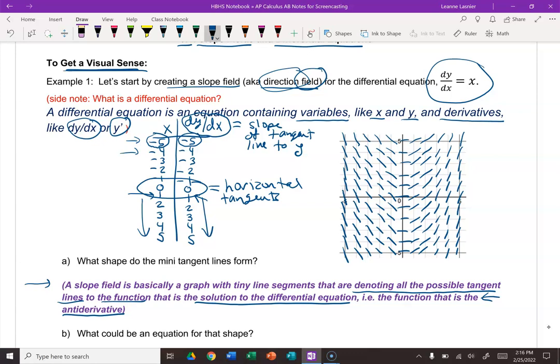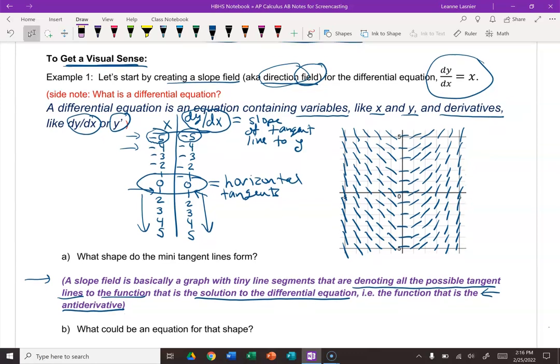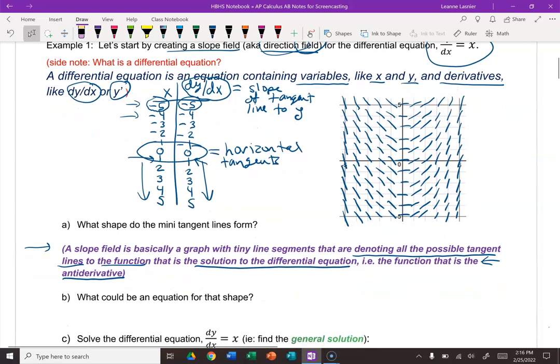So I want you to take a look at this slope field and ask yourself, what shape do these mini tangent lines seem to be forming? What does it look like to you? So I'm hoping you're envisioning a parabola, right? These look like they could be graphs of parabolas, all different kinds of parabolas. And so a possible equation for y could be x squared.